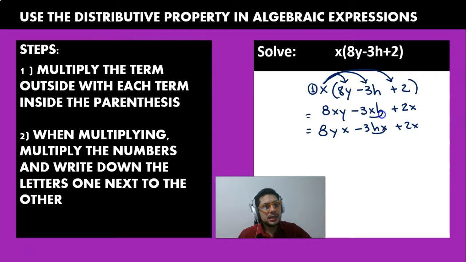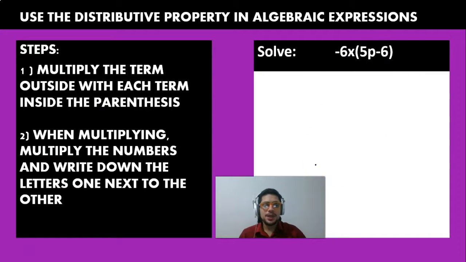So remember, this is the same thing. The order of the factors doesn't really matter, right? So let's continue with the next one. In this case, we have minus 6x multiplying (5b minus 6). So guys, remember, whatever is outside the parentheses is going to multiply every single thing inside the parentheses. So minus 6x multiplying 5b, right?